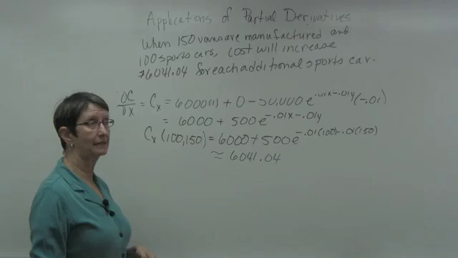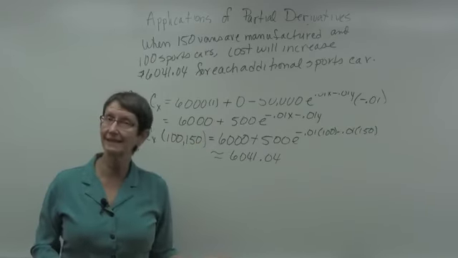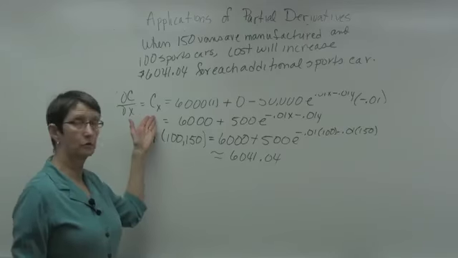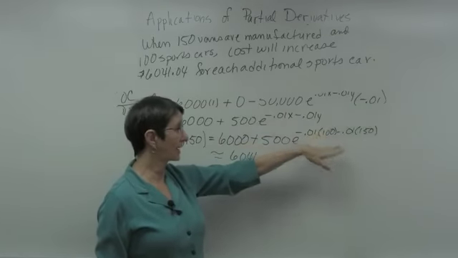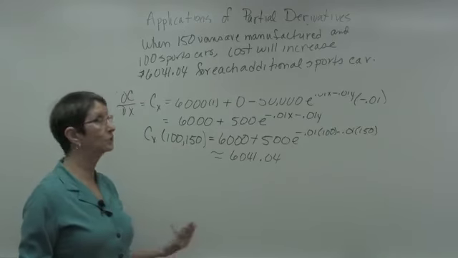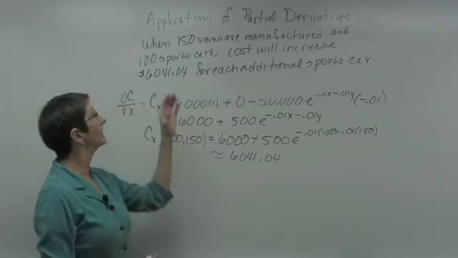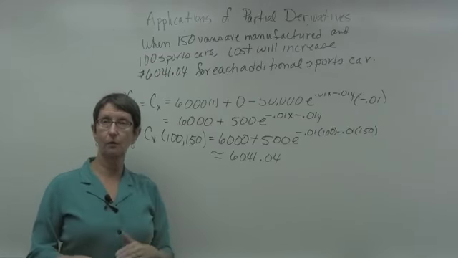Now, if you decide you want to find the marginal cost with respect to the number of vans, you would do the partial with respect to y, plug in both x and y numbers like we did, but the partial will be slightly different. And you'll have a different amount for producing one additional van while holding your sports cars constant at 100.